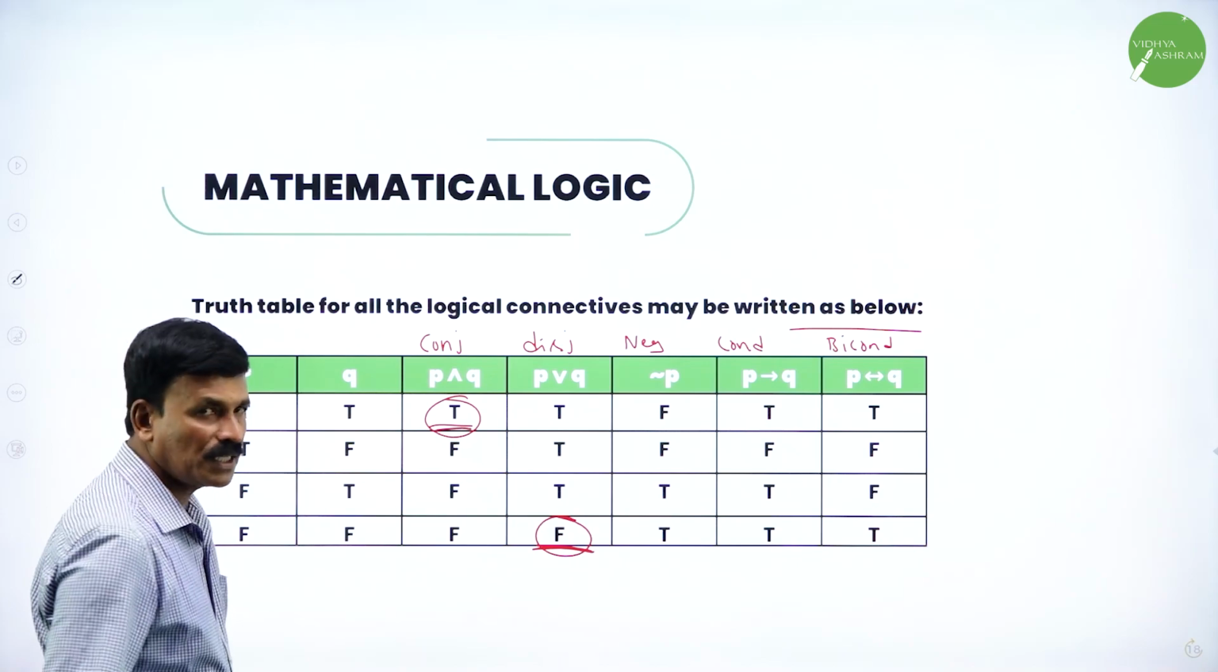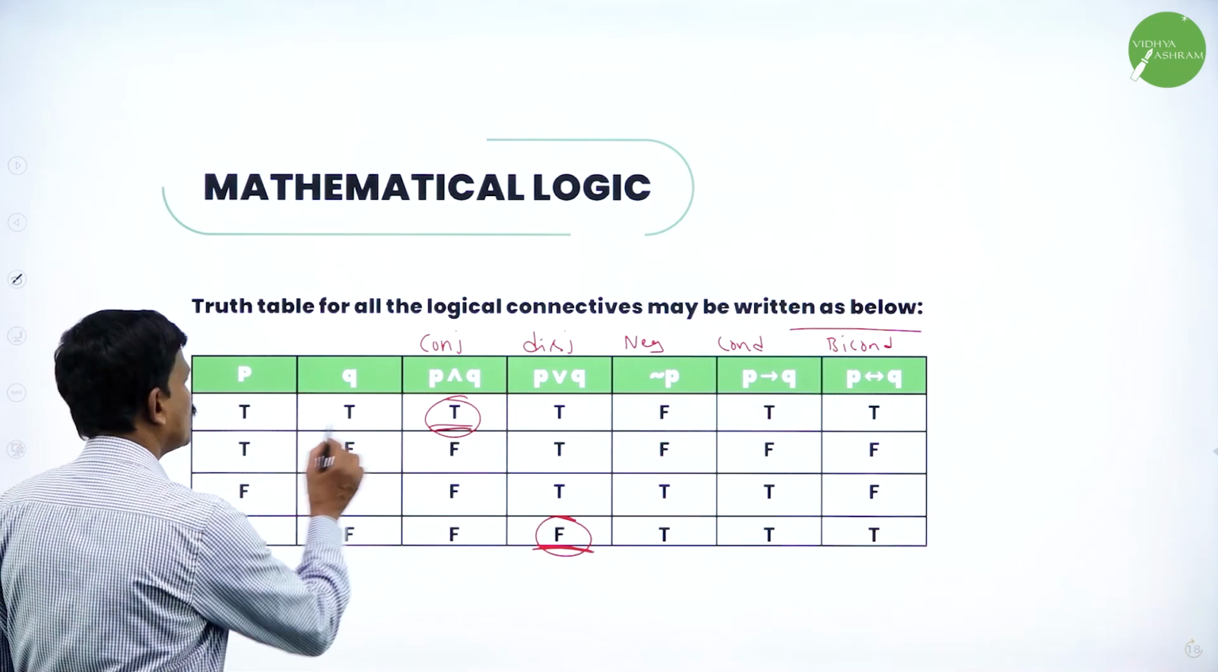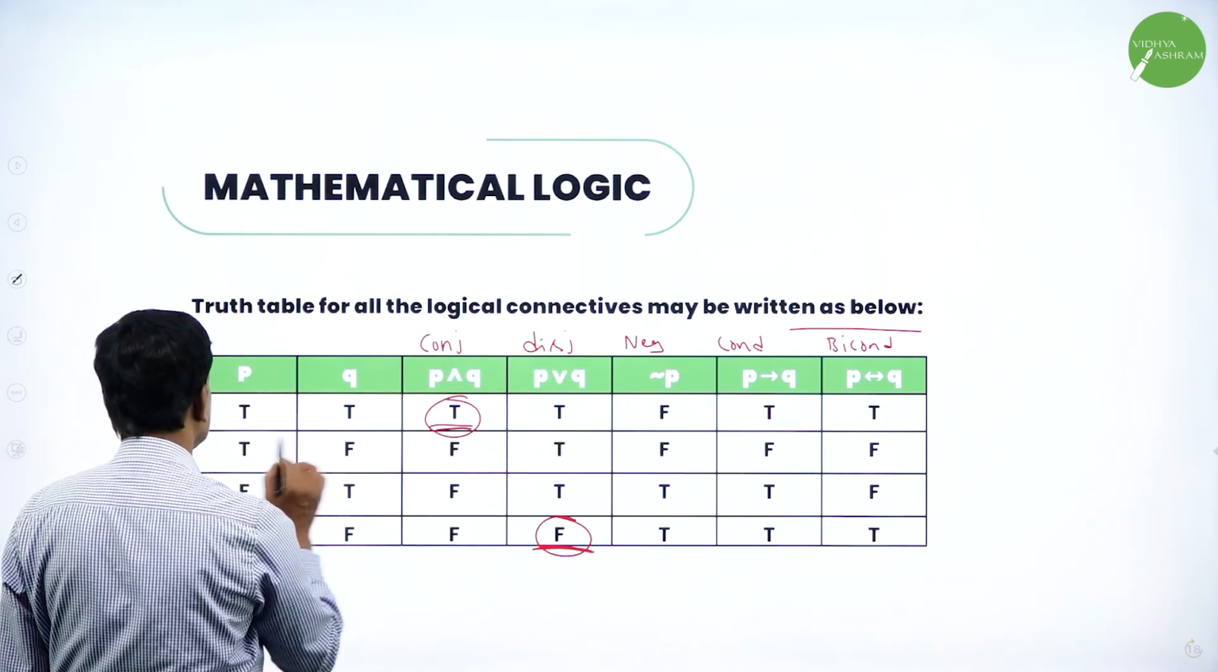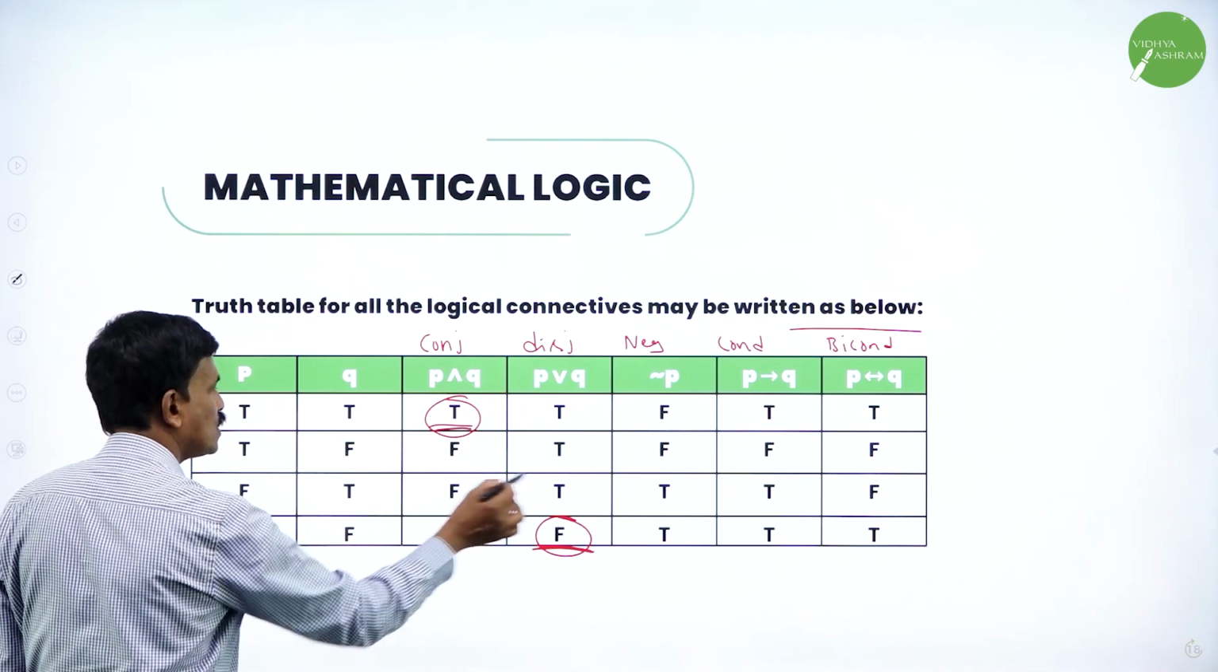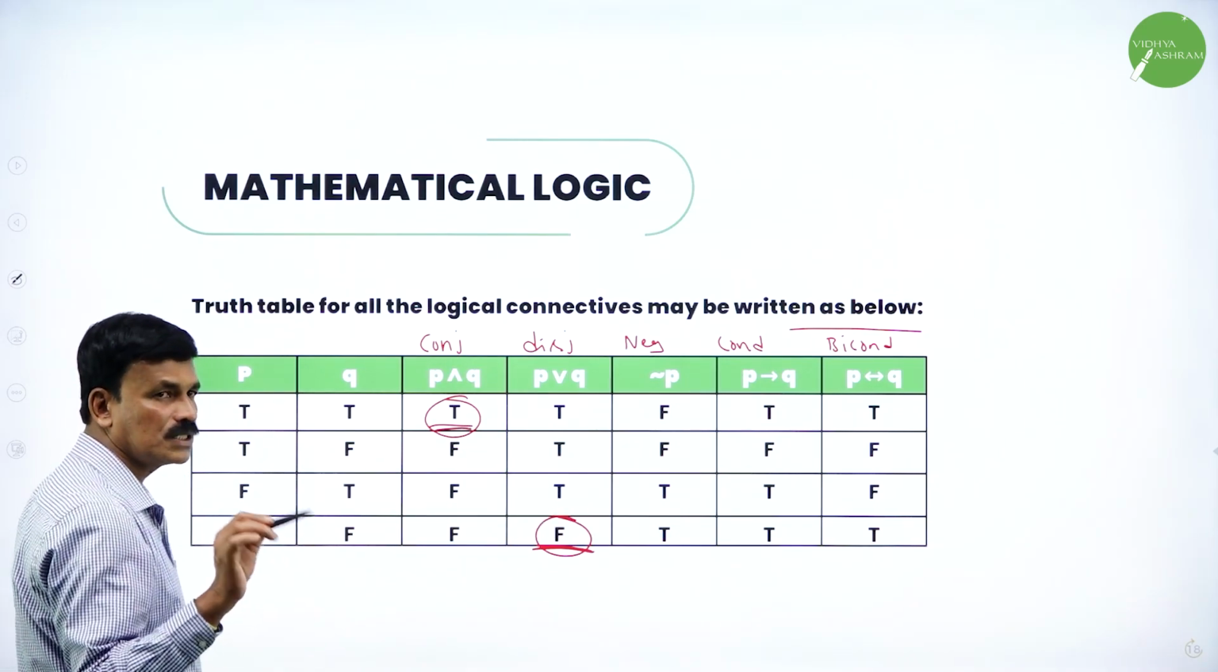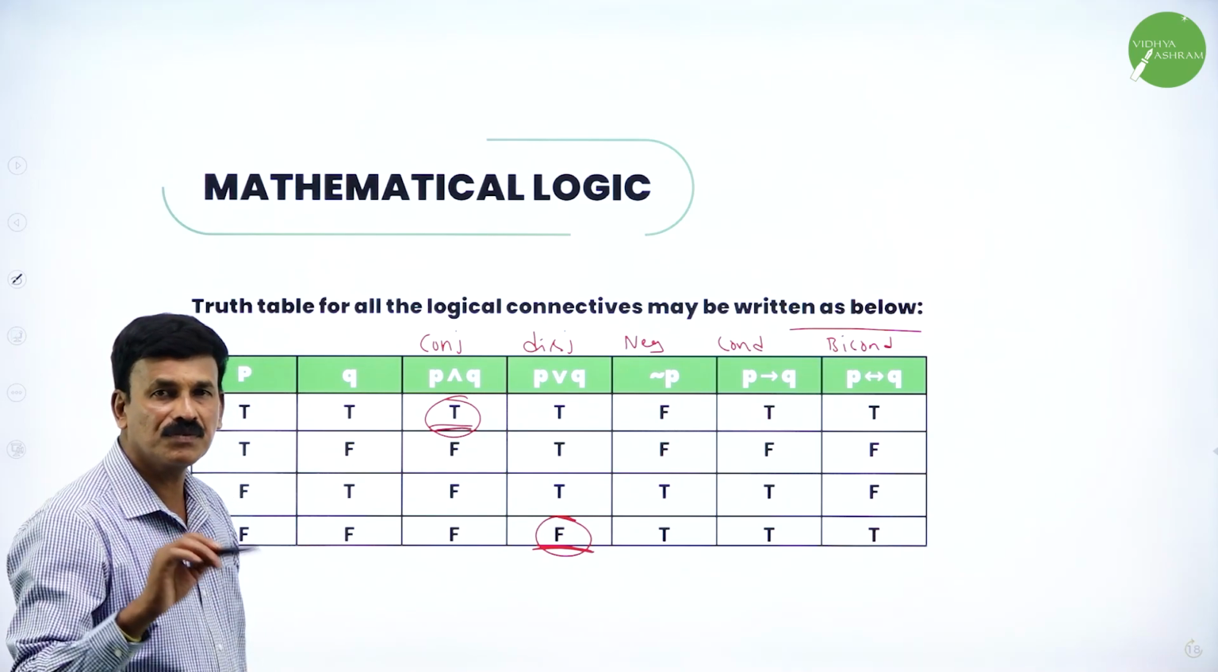Now, in case of negation, negation is opposite. For negation of P, true it is false, for true it is false, for false it is true, for false it is true. Negation of T is F, negation of F is T.